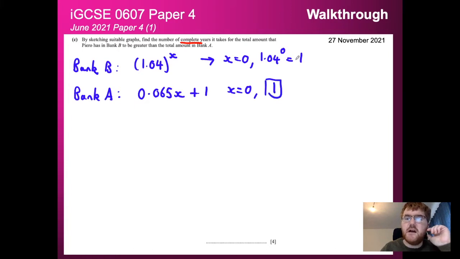So we have the same starting point for both models, just like if you started at 5,000. It's going to make the maths a little bit easier. So what we're going to do is we're going to take both models, Bank B's model and Bank A's model, and we're going to put it into our GDC.